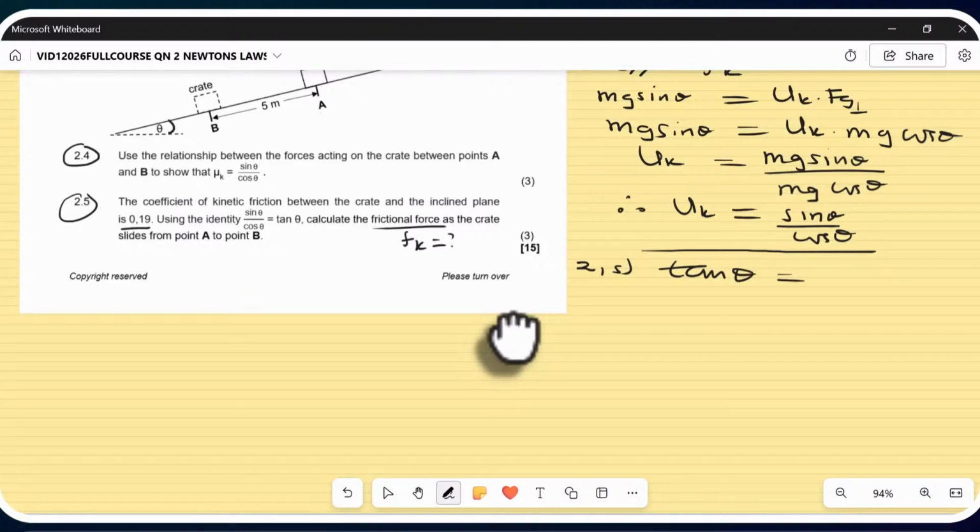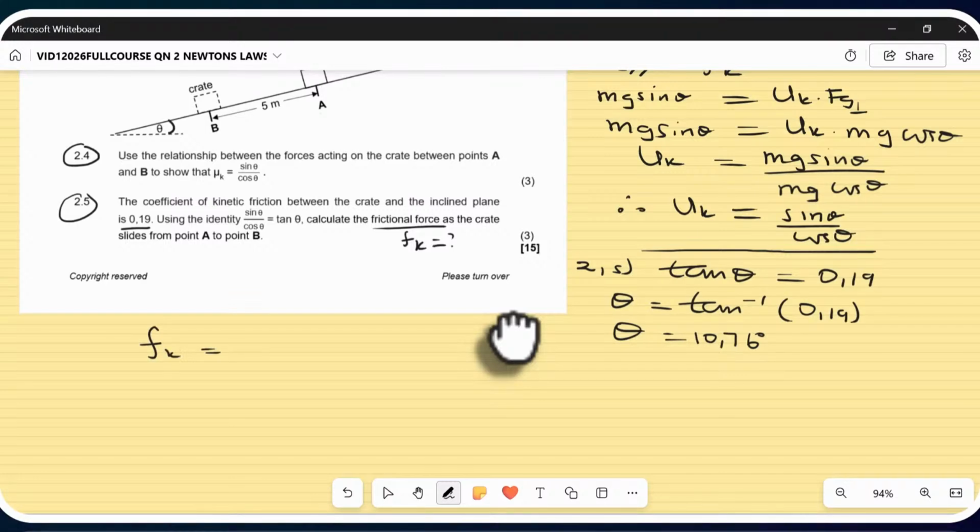Tan inverse of 0.19 gives me 10.76 degrees. Okay, now they want the frictional force. But what do we know? The frictional force Fk equals the coefficient times the normal force. The coefficient is given to us, it is 0.19. What about the normal force? It is mg cos theta.